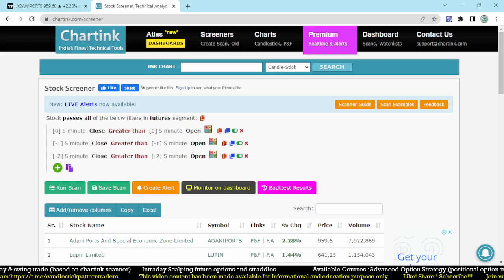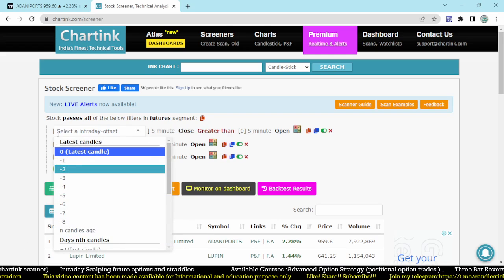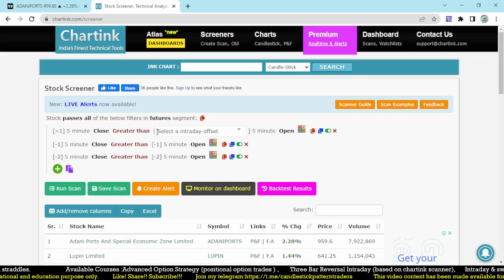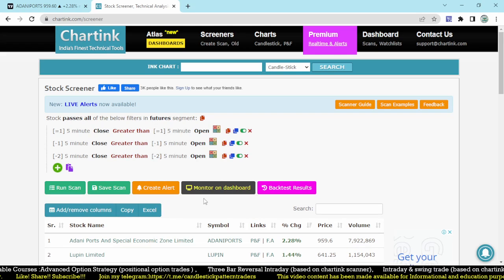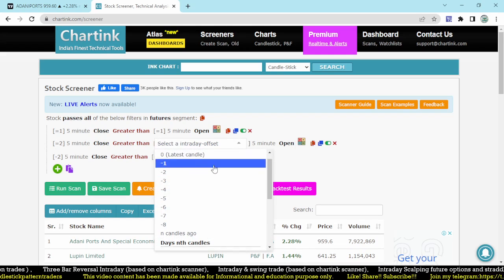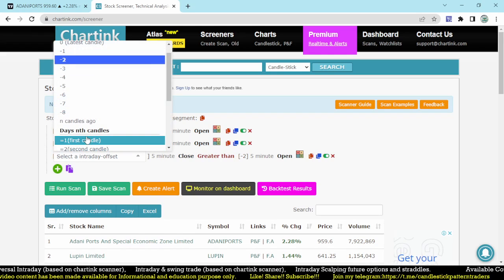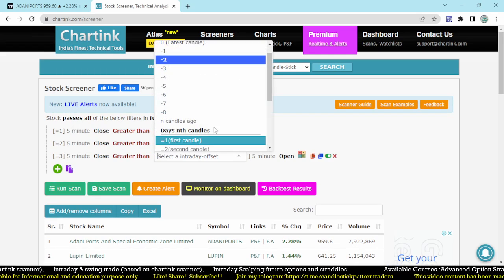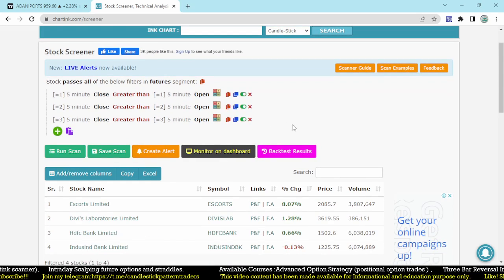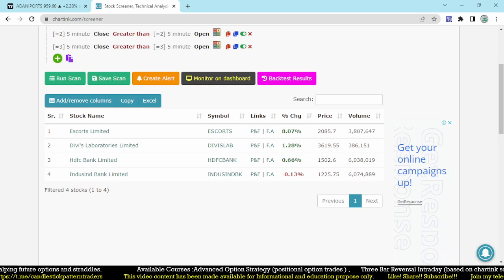But what I'm going to do here is use the number one candle. If you want to use the number one candle, I'm going to show you: number one equals the first candle, the second candle equals 2, and 3 is my third candle. Okay, so here is my third candle. If you do that, these are the stocks: Divi's Laboratories, HDFC, and a couple of others. So let's go for these 4 stocks.